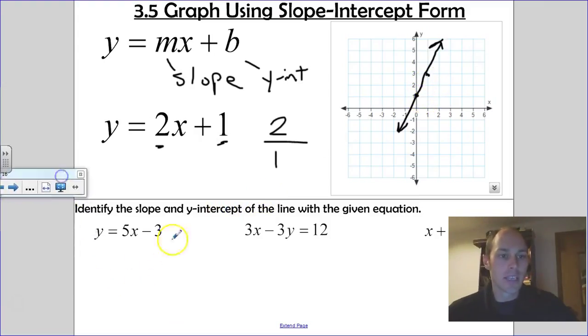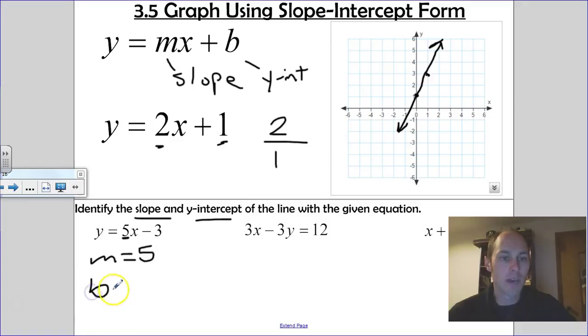So let's take a look at these examples. Identify slope and intercept. Slope is mx, so it's the constant of x. And b is the y-intercept. The y-intercept is -3. So 0, -3 is our coordinates for that.